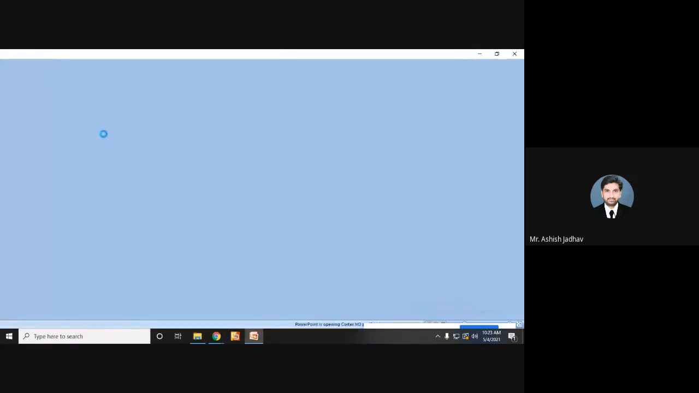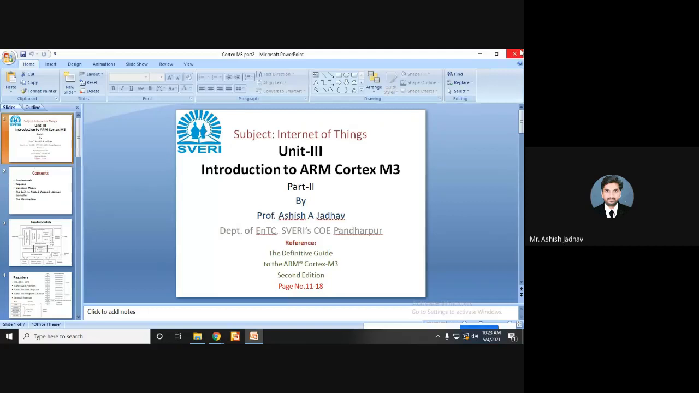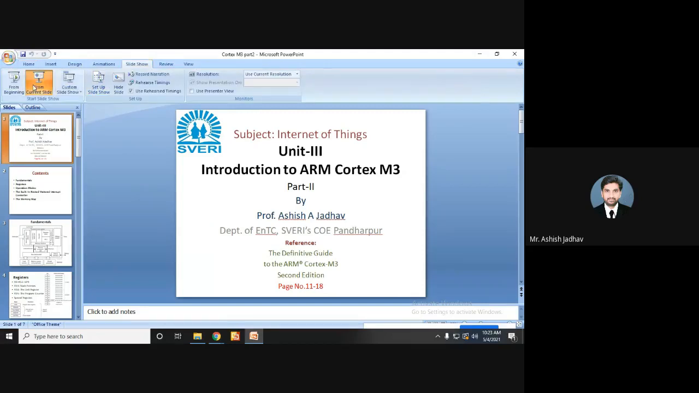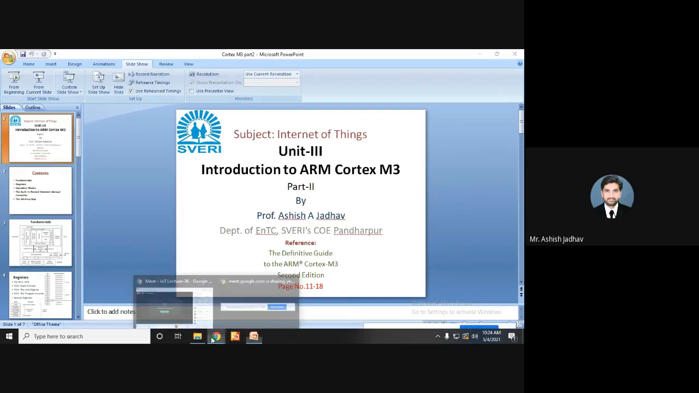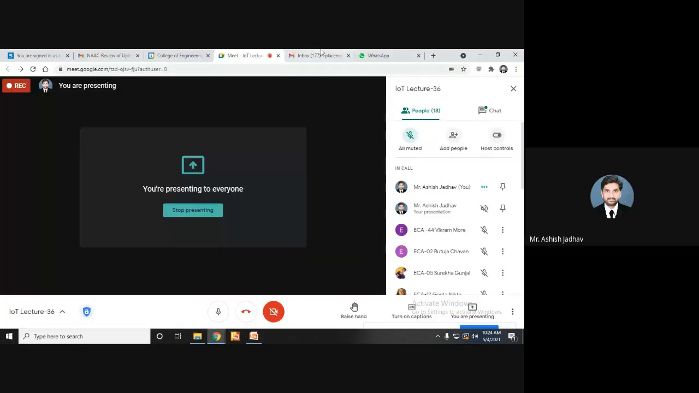Then I can take the next part. This is unit 3, part 2. Okay, right. For that, you can refer to page numbers 11 to 18. I guess I have shared the data sheet, right? I have shared the data sheet with you. Yes or no?